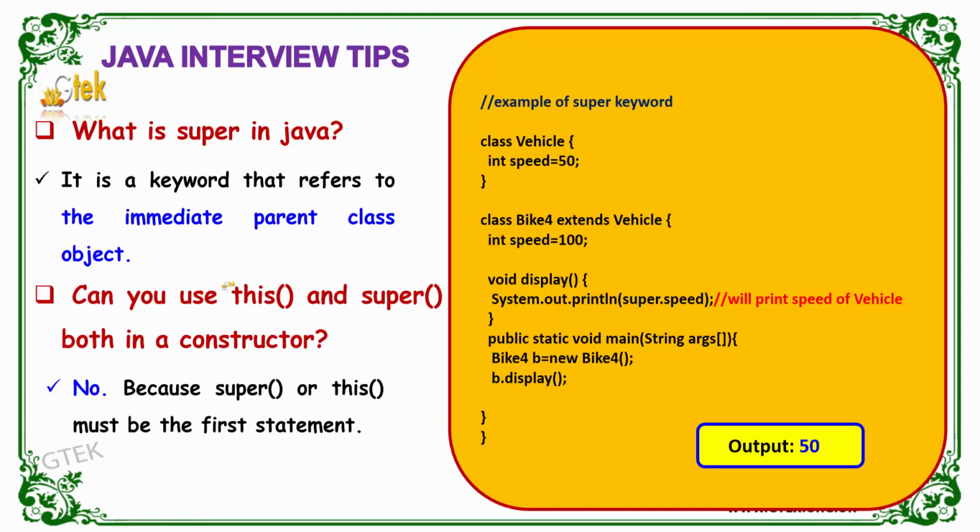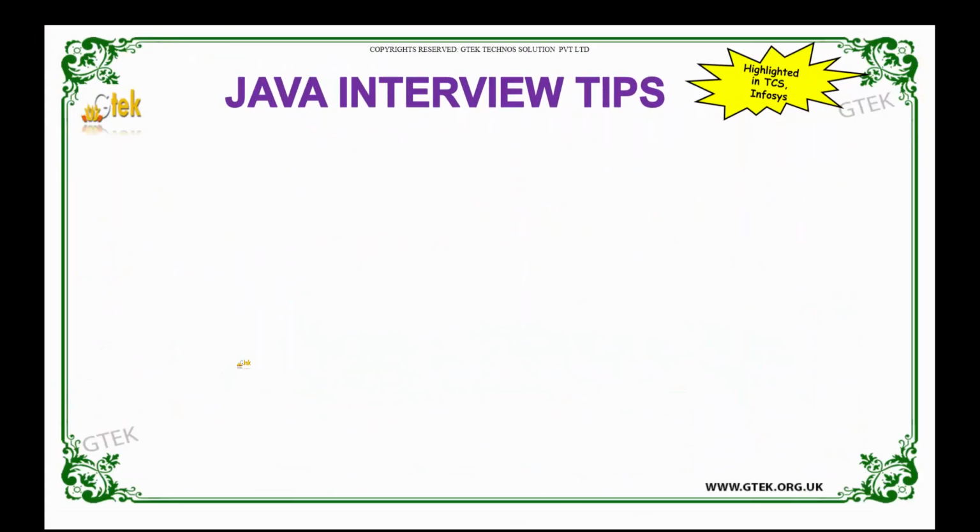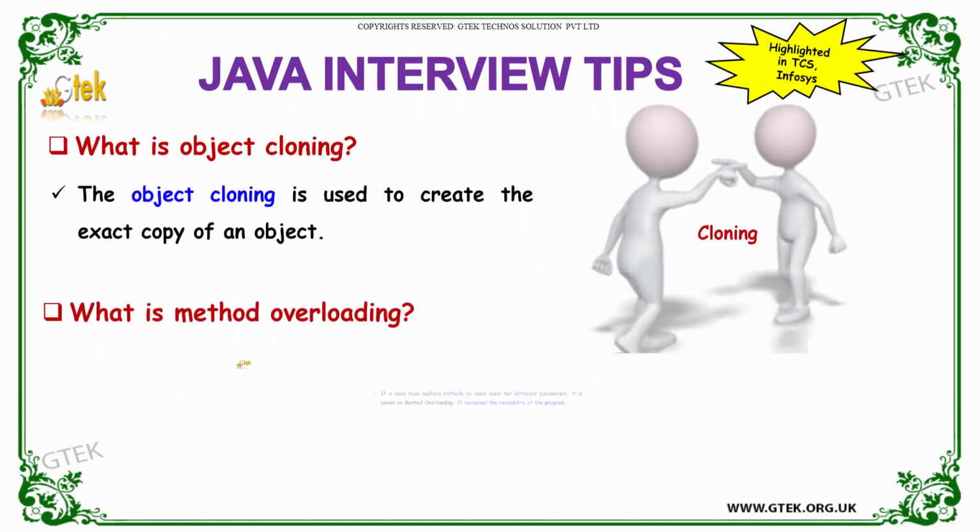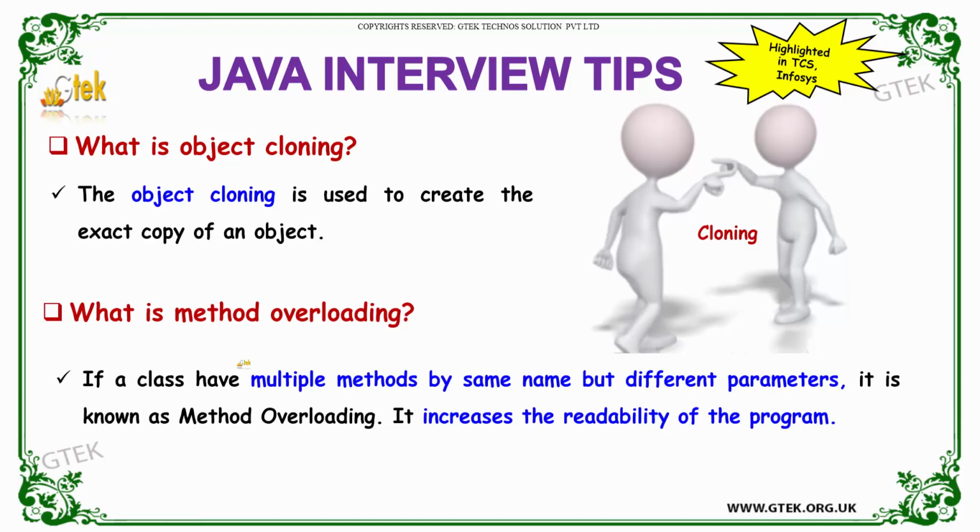Can you use this keyword and super both in a constructor? The answer is no, because super or this must be the first statement. Let us see our next question. What is object cloning? The object cloning is used to create the exact copy of an object.